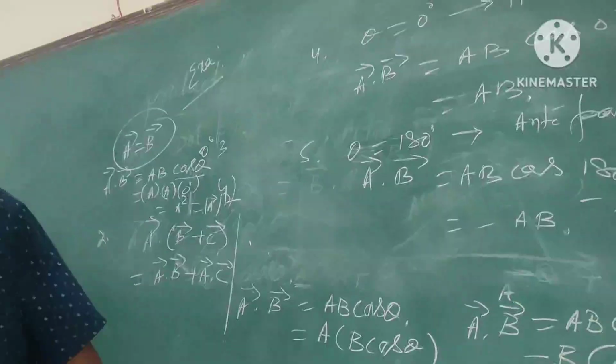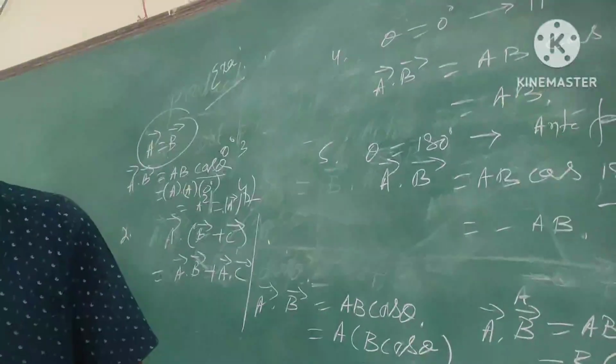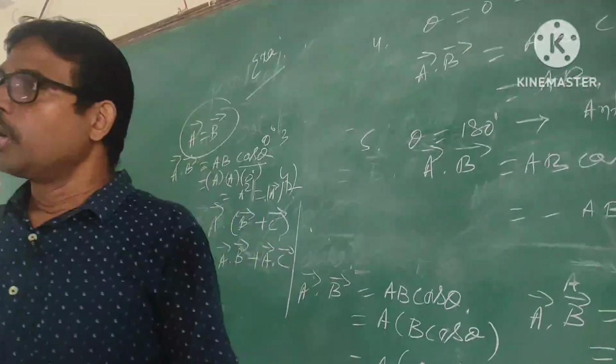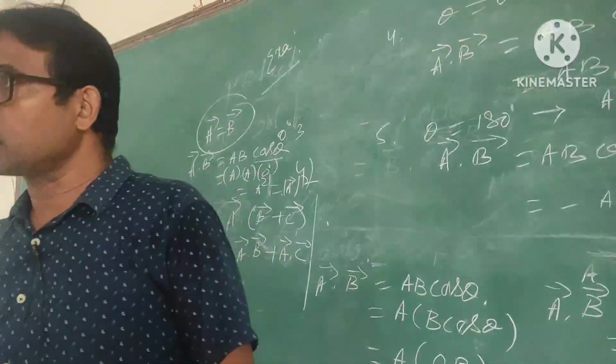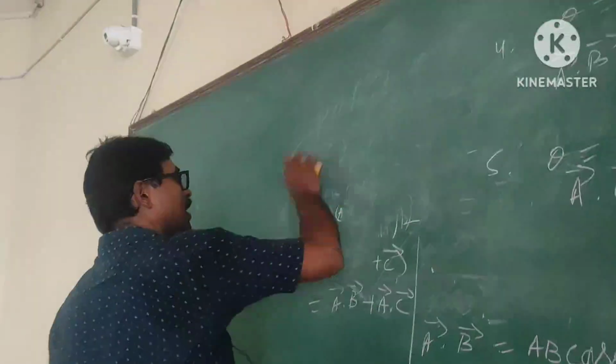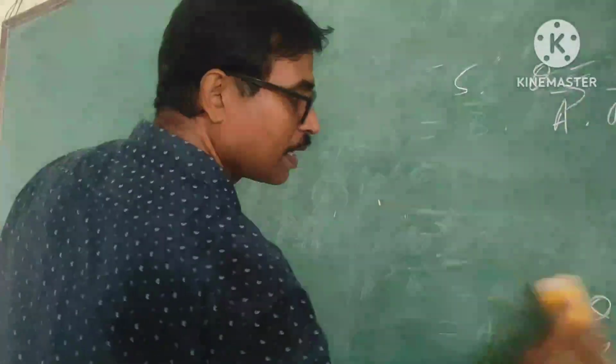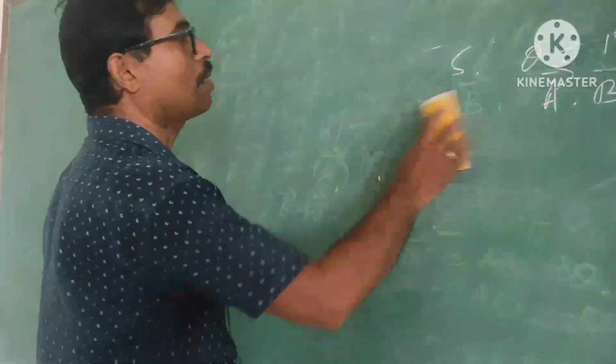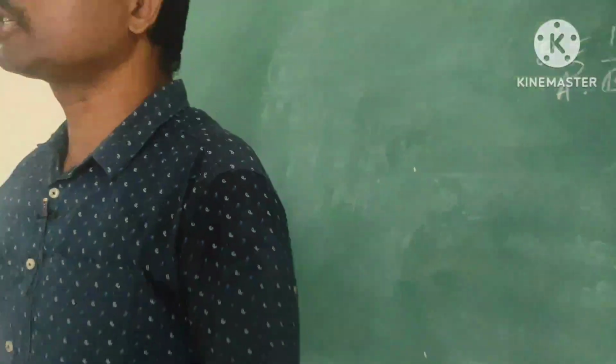But important is the scalar product or dot product of two similar base vectors. What are the base vectors? The base unit vectors are known as i cap, j cap, k cap. i cap, j cap, k cap are the unit vectors along the x axis, y axis and z axis respectively.